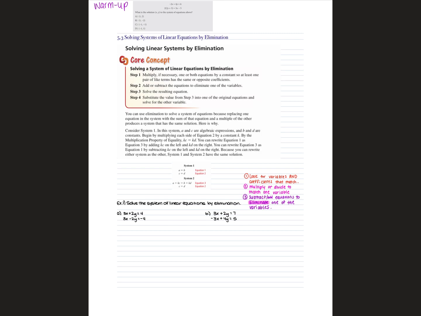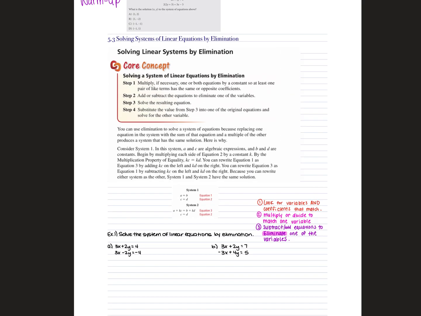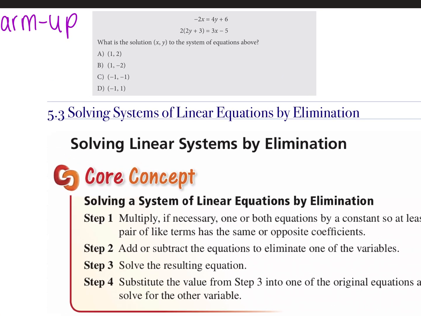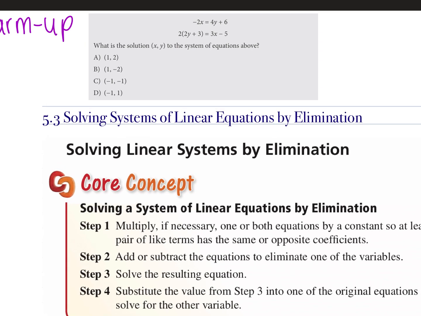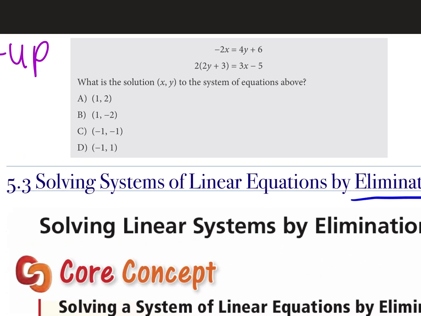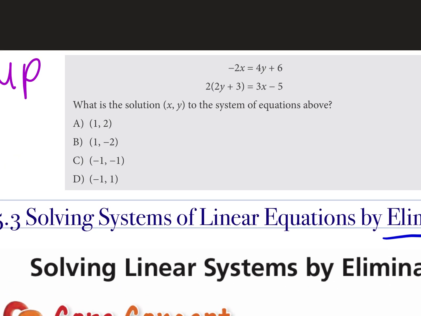So 5.3 notes, we're solving systems of equations. We've done systems of equations before where we have two equations with two variables, but we're just going to learn a new way to do it, and that's solving by using elimination. So it's just a new technique. But looking at the warm-up, let's go back to the warm-up.